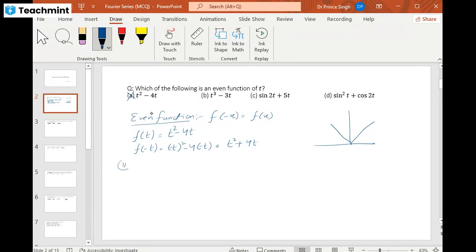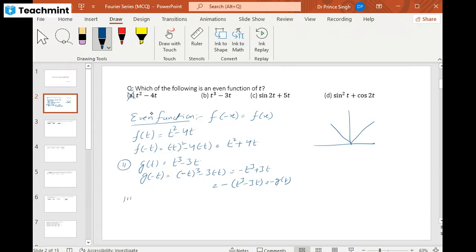If I consider the second one, say g of t is equal to t cube minus 3t. Already here we can see the power of t is odd, so definitely this function is not an even function. But let us check here. g of minus t is minus t cube minus 3 times minus t. This is equal to minus t cube plus 3t. So basically it is minus of t cube minus 3t. So this is minus of g t. This is the condition of an odd function: if f of minus x is equal to minus f of x, that function is called an odd function.